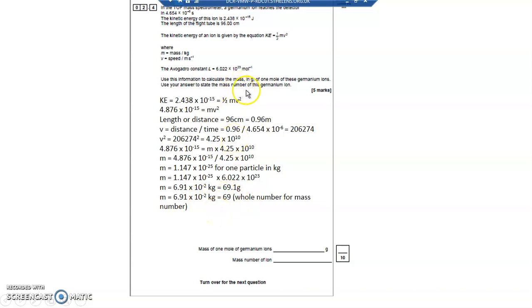If it's an ion, if it's a plus ion, it's lost an electron during electron impact, and an electron has a negligible mass, so it's not going to change that number by very much. So 69 as a whole number.